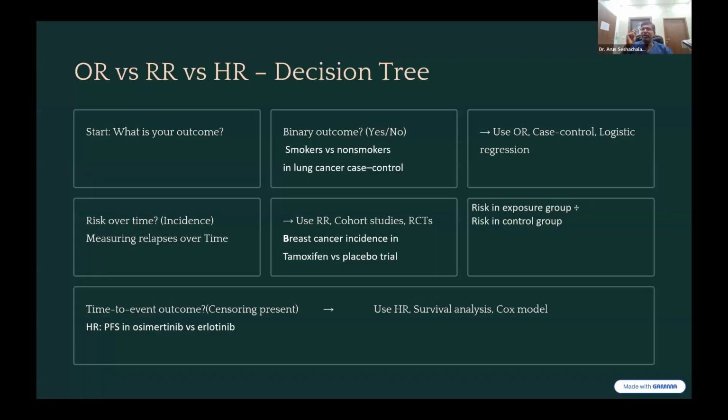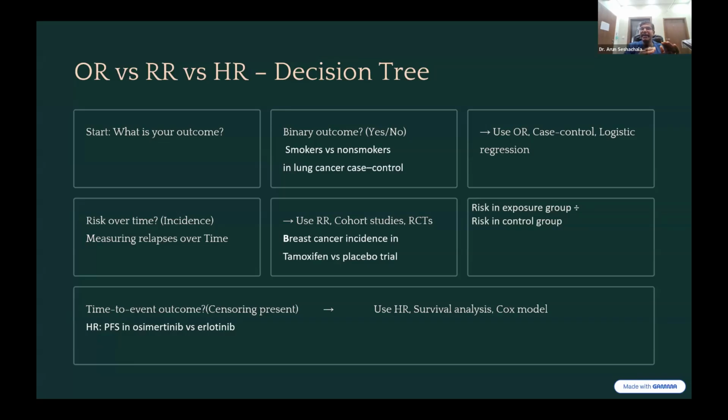When you are doing a study, what is your outcome? First you should define the outcome: death, not death. That is binary. Binary means only two outcomes are possible. Patient has died, not died. One most common outcome we use is relapse, not relapse. The next common outcome in oncology is progress, not progress. So the outcome most of the time will be binary.